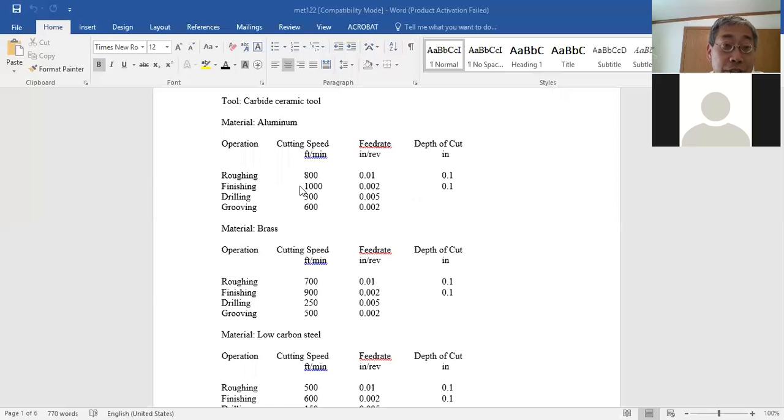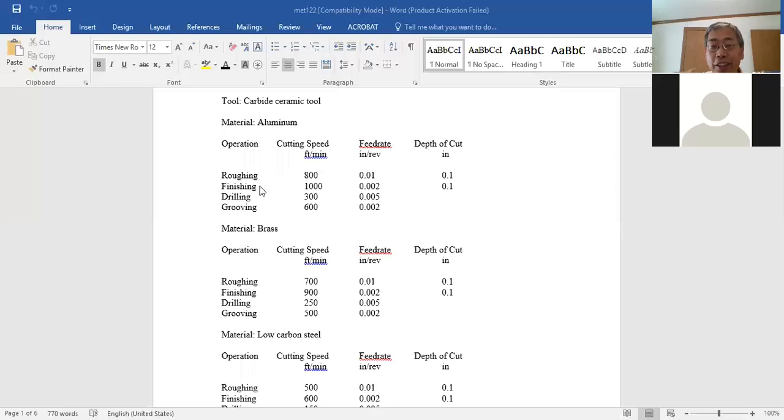And for finishing, if you want to make a nice, smooth surface, the last cut is what we call finishing. Roughing, you can cut a little bit more, and then the last cut, you want to make it smooth. This operation we call finishing.